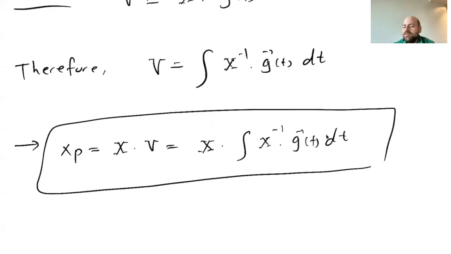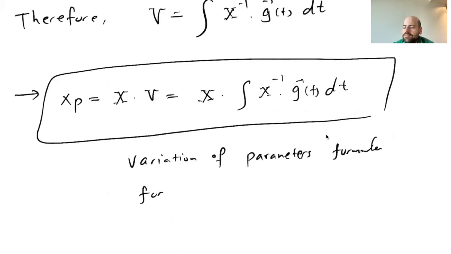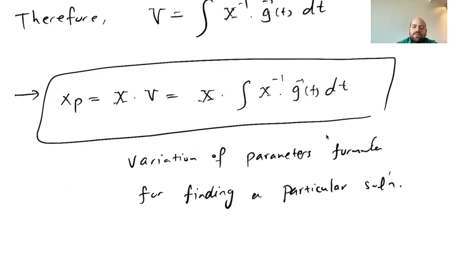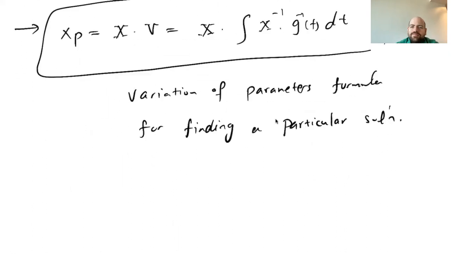This is called the variation of parameters formula for finding a particular solution. Now let's look at an example.